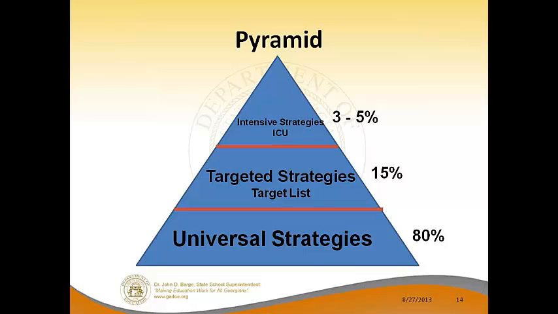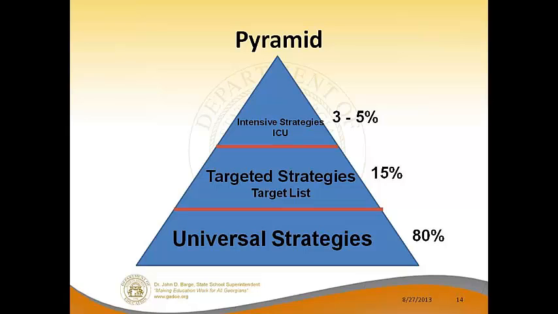Or we may have a math issue that is a school-wide issue that we need to put some sort of interventions in place or some sort of math program in place to address. That would be at the bottom tier of this pyramid, because it covers the entire school, so it's a universal strategy.